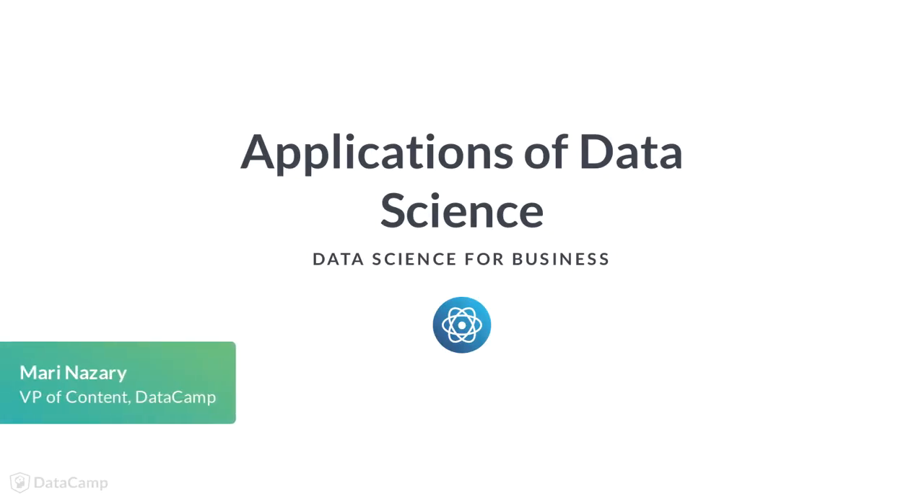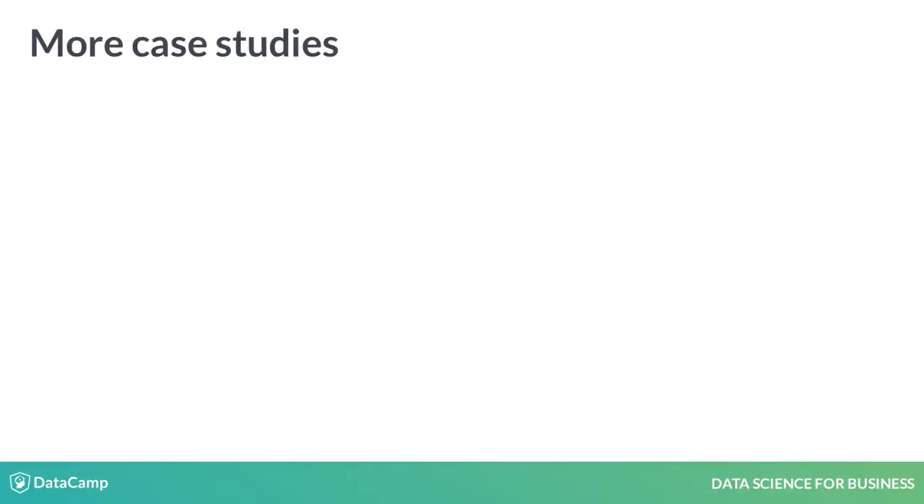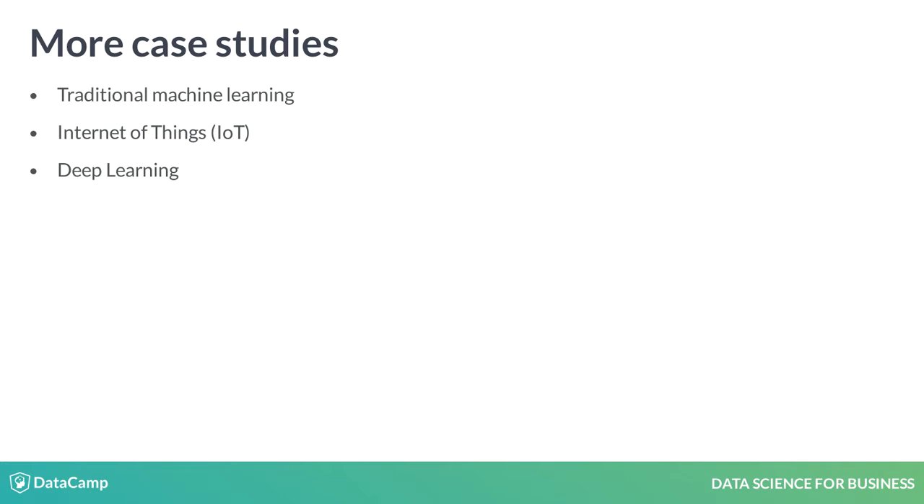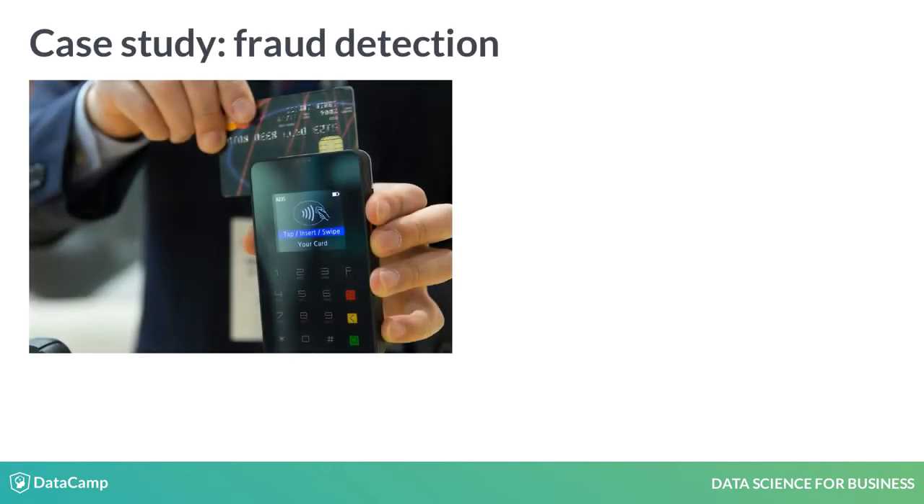Previously, you learned the definition of data science and the steps in a data science workflow. In this lesson, you'll learn how to apply data science to real business problems. Let's take a deep dive into three exciting areas of data science: traditional machine learning, the Internet of Things, and deep learning.